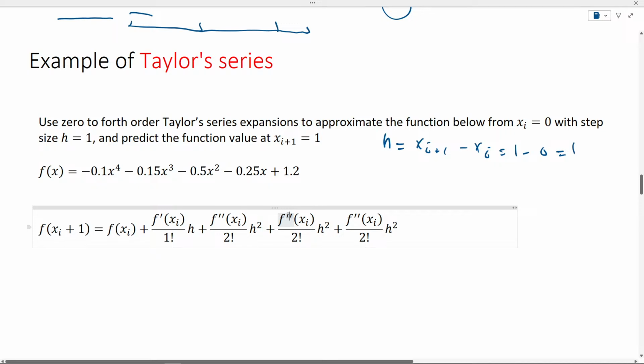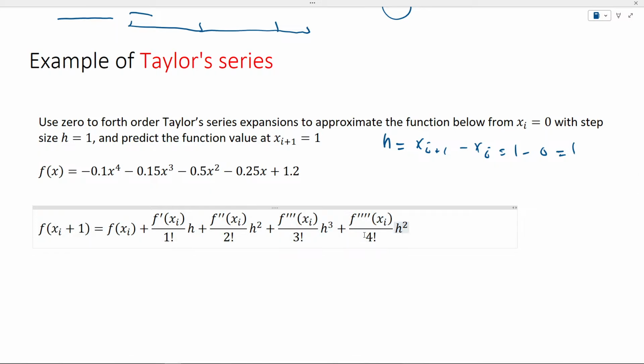I just need to change this here. That would be 3, the power of 3. I change this here, 1, 2, 3, 4. That would be to the power of 4.